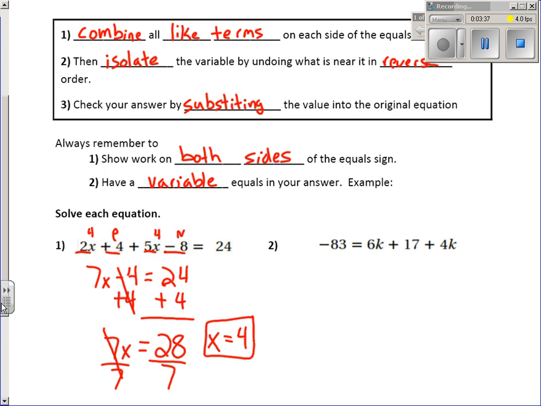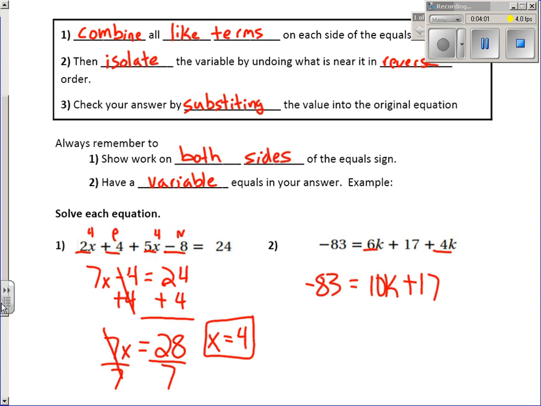Okay, example 2. This time the multiple terms are on the right side. So we have 6k, 17, and 4k. The two like terms are the 6k and the 4k. So we put those together. They're both positive, so we add them and the answer is positive. We get 10k. Bring down everything else. Bring down the plus 17. Bring down the negative 83. Don't let that negative sign drop off.